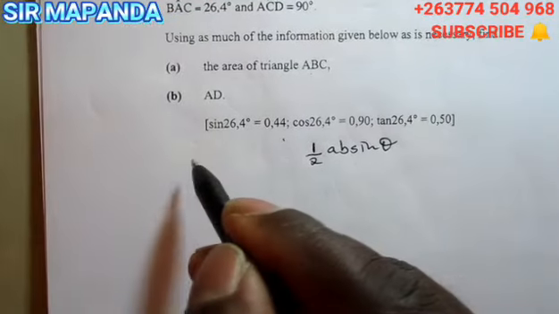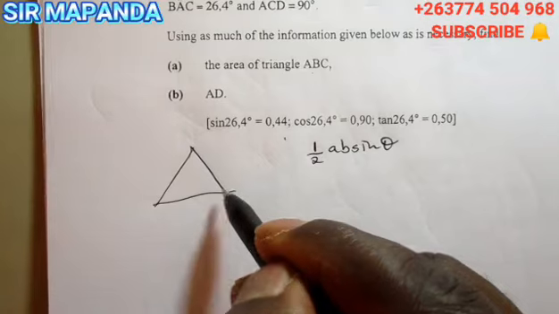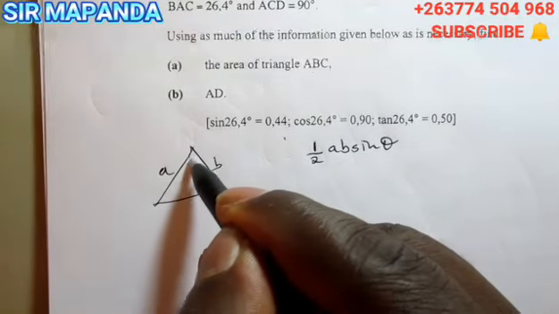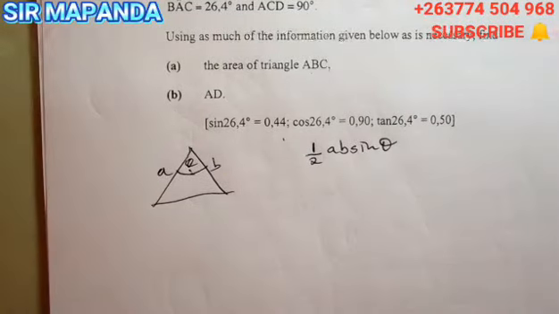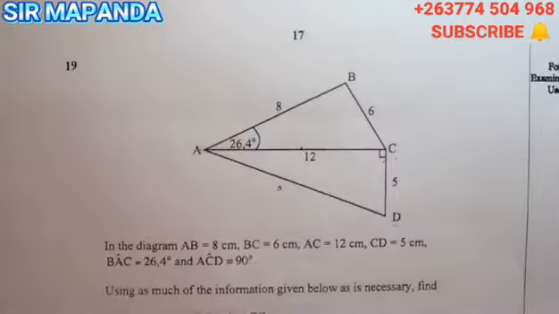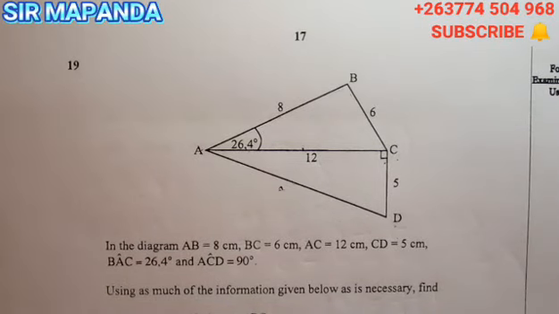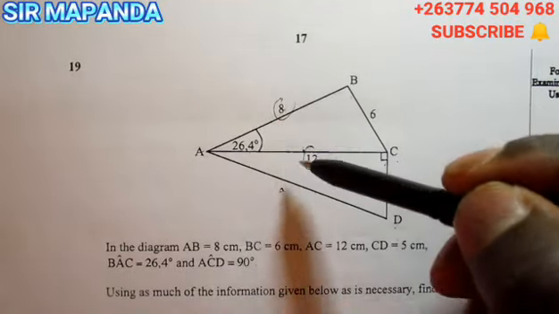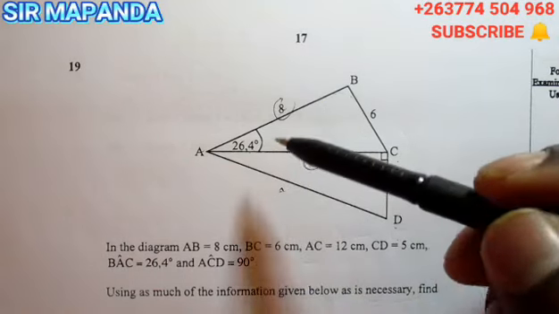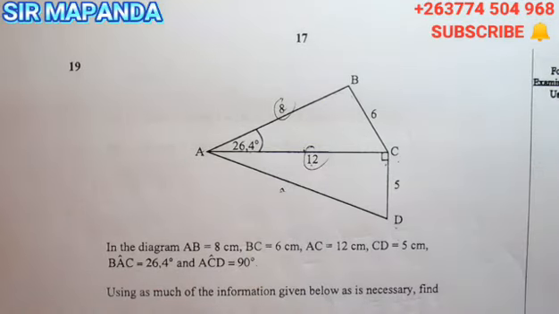Right. So according to this formula, A and B are sides which contain, or enclose, theta in between. So if we look at this triangle ABC, the appropriate sides to be used as A and B are 8 and 12. Why? Because 8 and 12 are the sides which contain 26,4 degrees in between as theta.